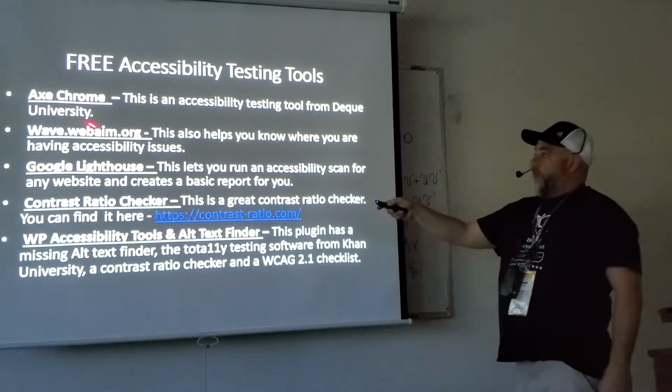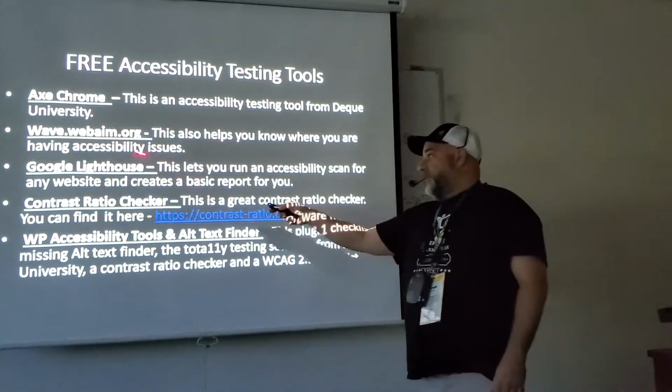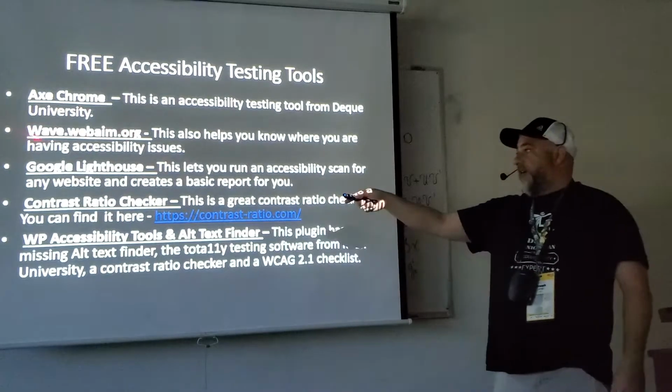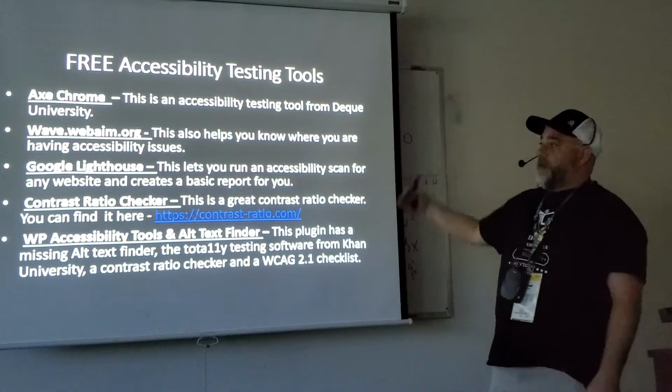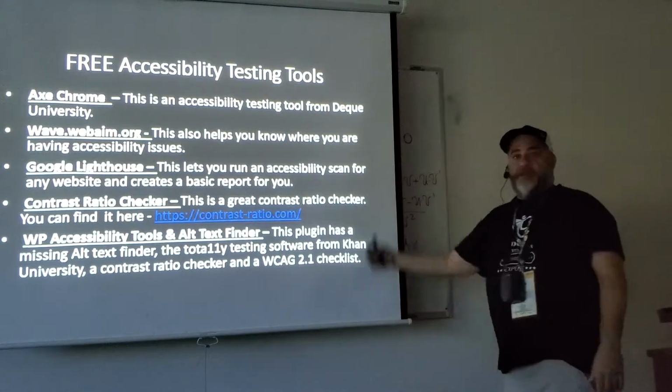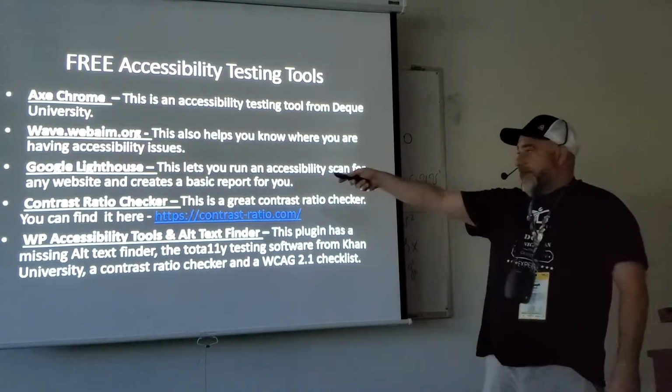Then you come in with Wave. They give you a ton of false positives, but they're very good for your headers. They'll have your page and they'll show all of your headers, and you'll be able to see whether they're in order or not. Google Lighthouse.